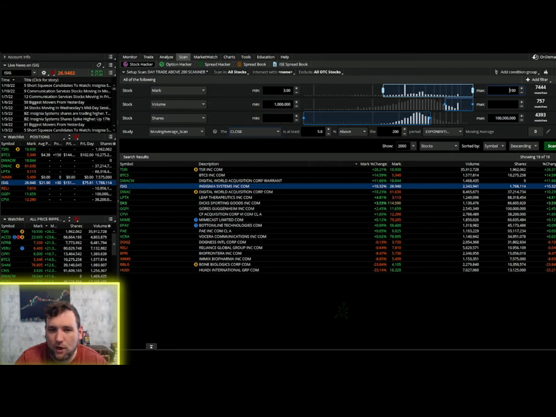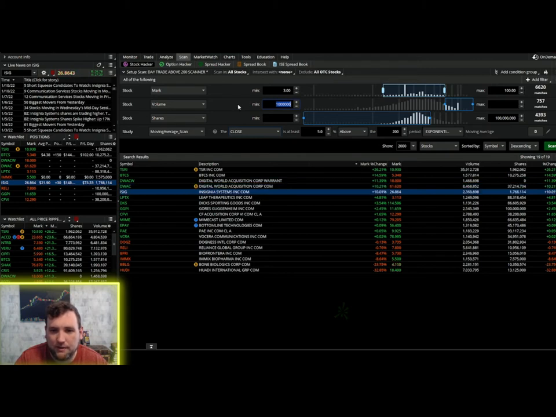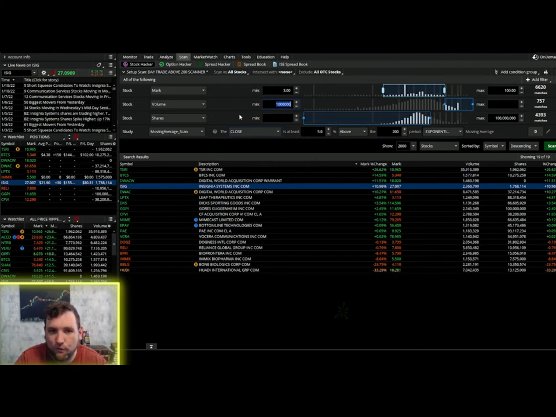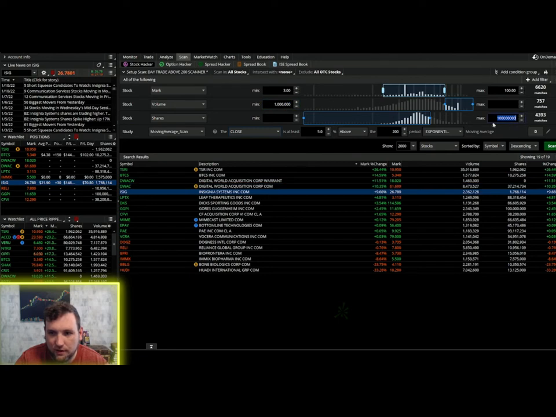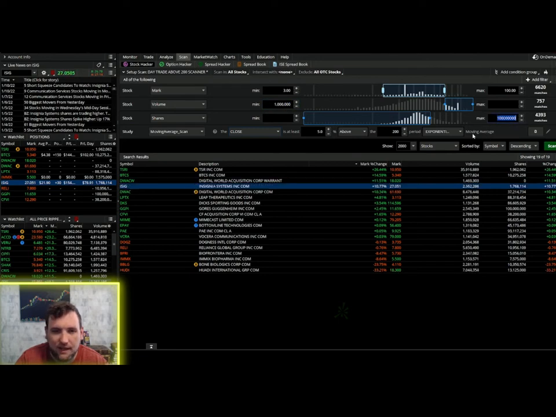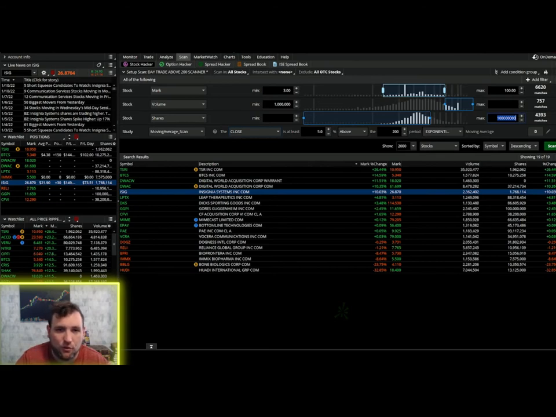Then the amount of volume. So we got to have volume. It's the amount of shares being traded in a time period. So more volume, more likely that a stock is going to make a bigger move. And then we want low float. We want a low amount of shares. So max shares, 100 million. And then we want stocks that are over all the moving averages, especially the 200.